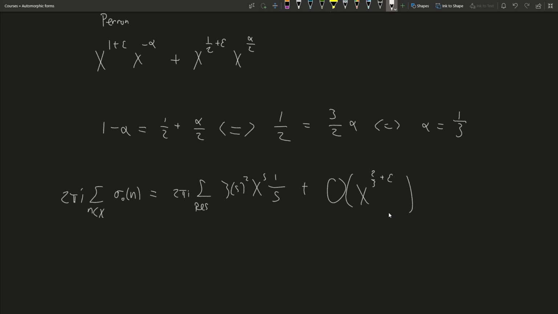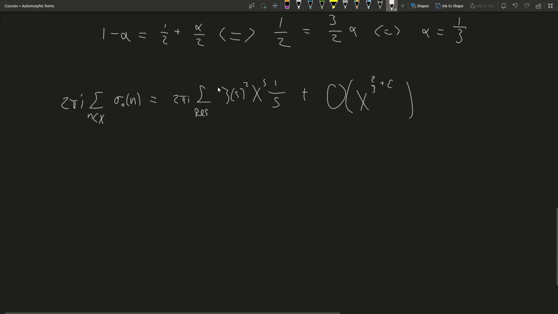Okay. Now let's talk about this sum of residues. What's interesting here is that you only have one pole.